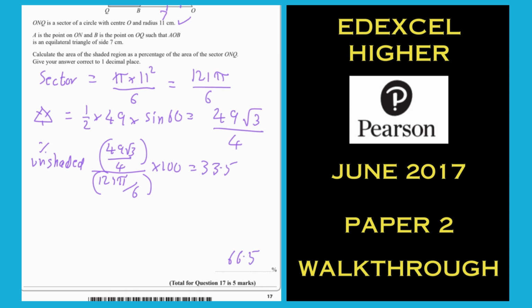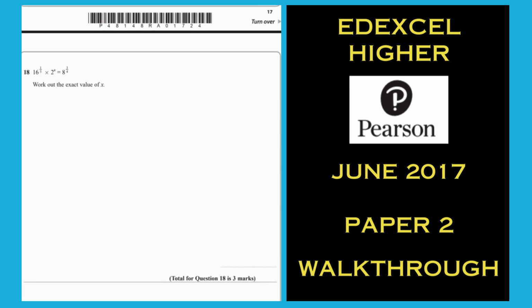Now you could have argued, why did I not subtract them and do 121 pi over 6 minus all that? Because then you'd have got a horrible number and you'd still have to have used this formula anyway. So I actually think doing 100 minus that was the easier bit to minus. So just personal preference, but either way, no one really cares as long as you got 66.5, because 1 dp is what it asked for.